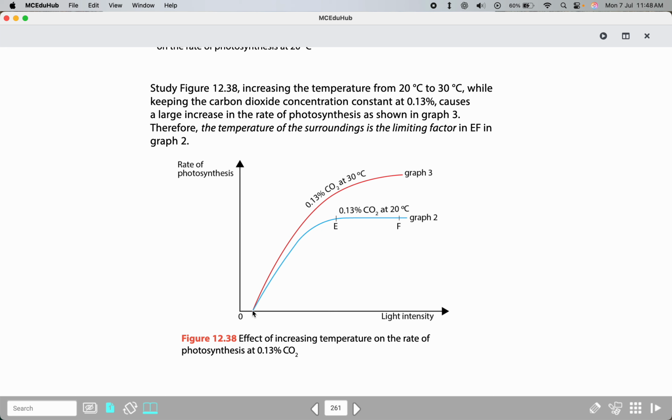From point 0 to point E, light intensity is the limiting factor, because as you increase light intensity, the rate of photosynthesis increases.